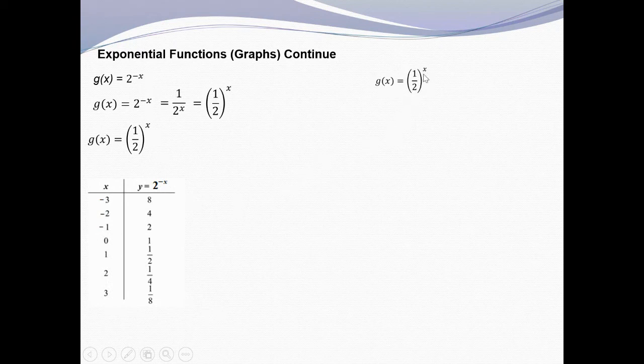If we have g of x equals 1/2 to the x power, we're going to plug in -3. So we're going to evaluate at -3. And remember the rule, guys, when you have a negative exponent and you have a fraction, all you do is flip it. Remember? Use a reciprocal and it becomes positive. So that will give us 8. That's where we get the 8 from.